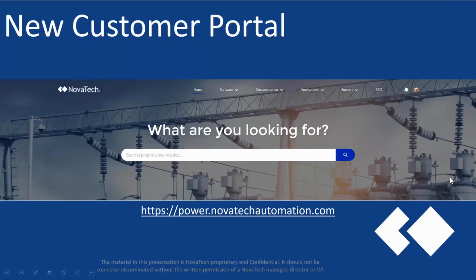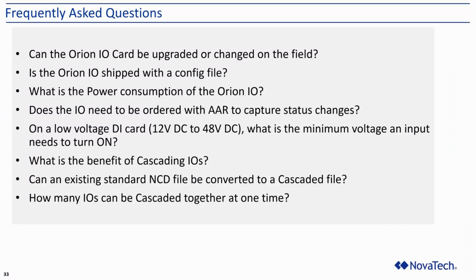A question came up: can the Orion I/O get time from the master through cascading? No. In DMP you can set up time through the protocol, but the Orion cascading protocol does not support that. So if you want to send time to the I/O, it will have to be IRIG or NTP.